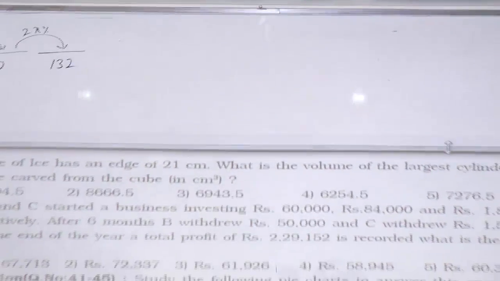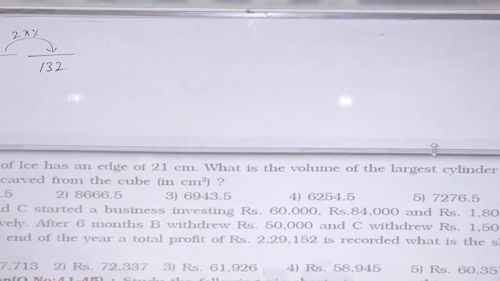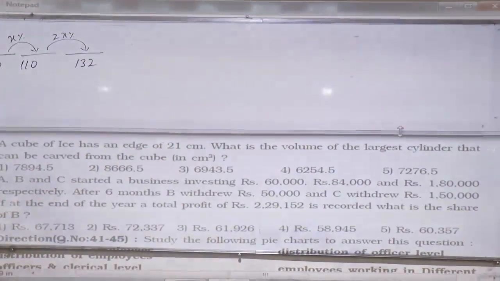A cube of ice has an edge of 21 centimeters. Question number 40.